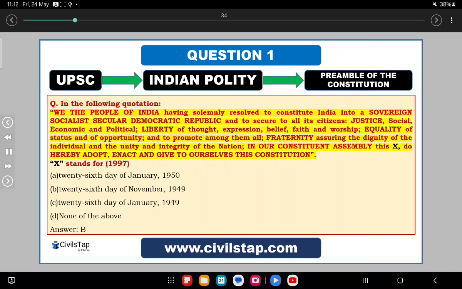In the following quotation: We the people of India having solemnly resolved to constitute India into a sovereign socialist secular democratic republic and to secure to all its citizens, justice, social, economic and political, liberty of thought, expression, belief, faith and worship, equality of status and of opportunity, and to promote among them all, fraternity assuring the dignity of the individual and the unity and integrity of the nation, in our Constituent Assembly this X, do hereby adopt, enact and give to ourselves this Constitution. X stands for A. 26th day of January, 1950, B. 26th day of November, 1949, C. 26th day of January, 1949, D. none of the above. Answer, B.